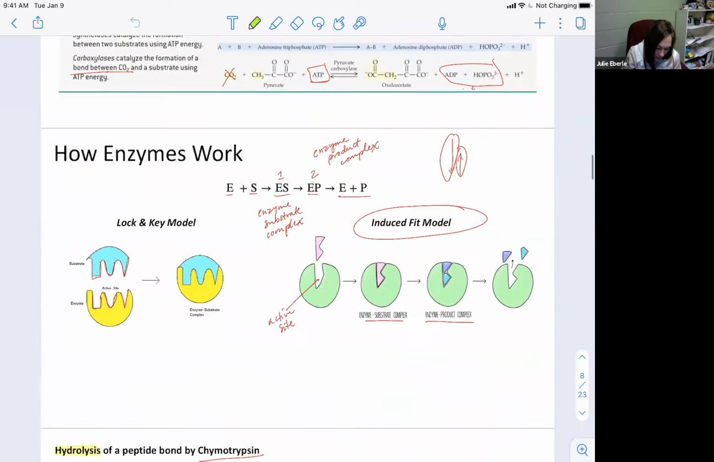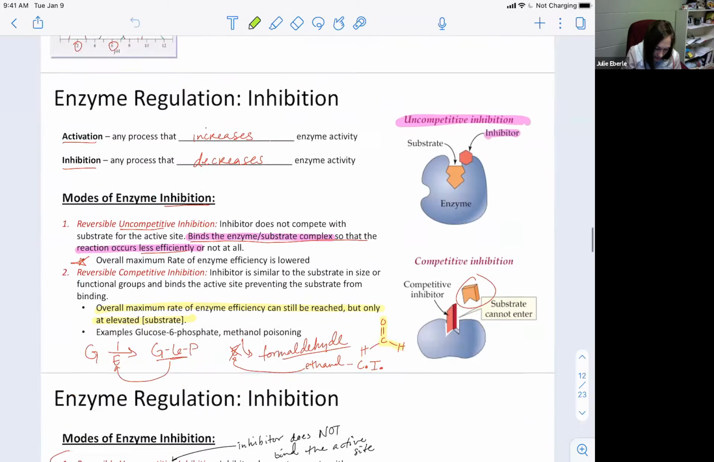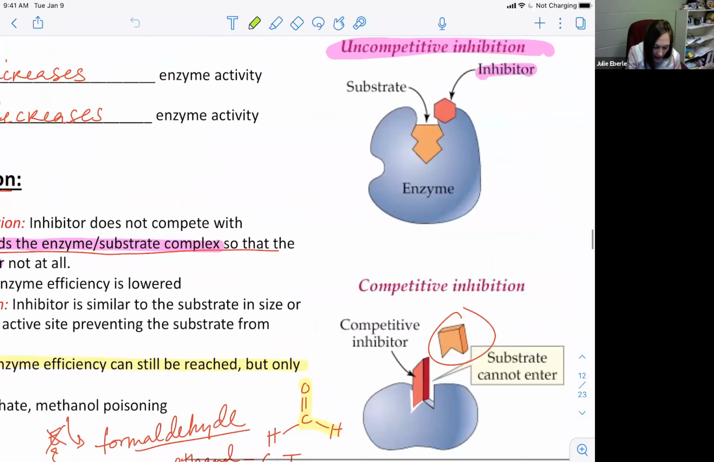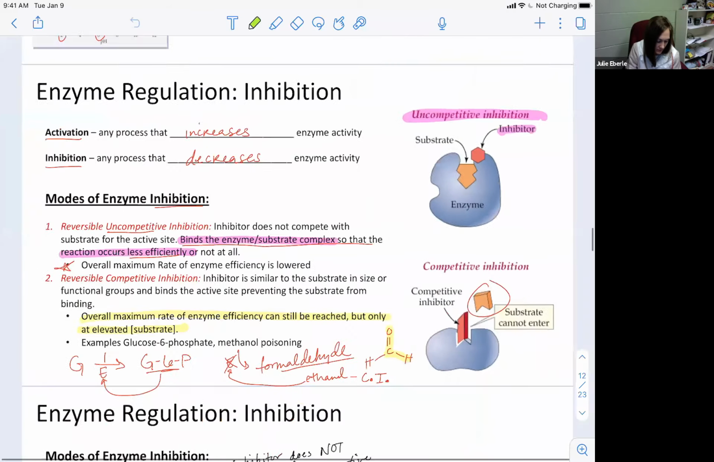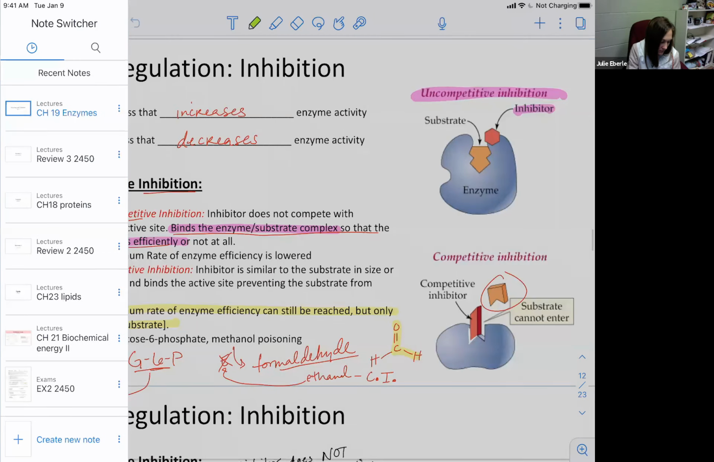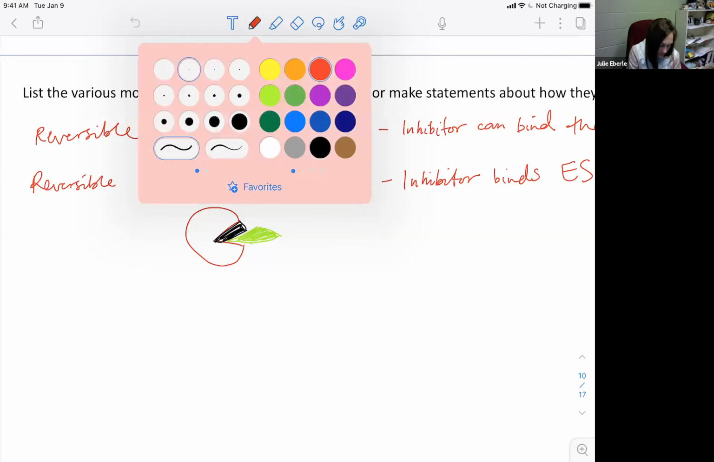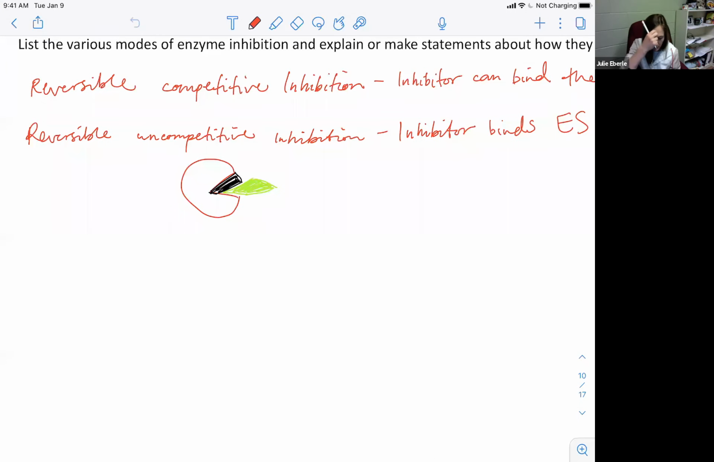The picture that's probably a little more accurate is the one right here, okay? So in uncompetitive inhibition, the inhibitor doesn't actually bind the active site. My picture, it looks like it does, but it just keeps the substrate from getting out, okay? So that's how they're different. That might not be the most accurate picture, but what other modes of enzyme inhibition do we have?